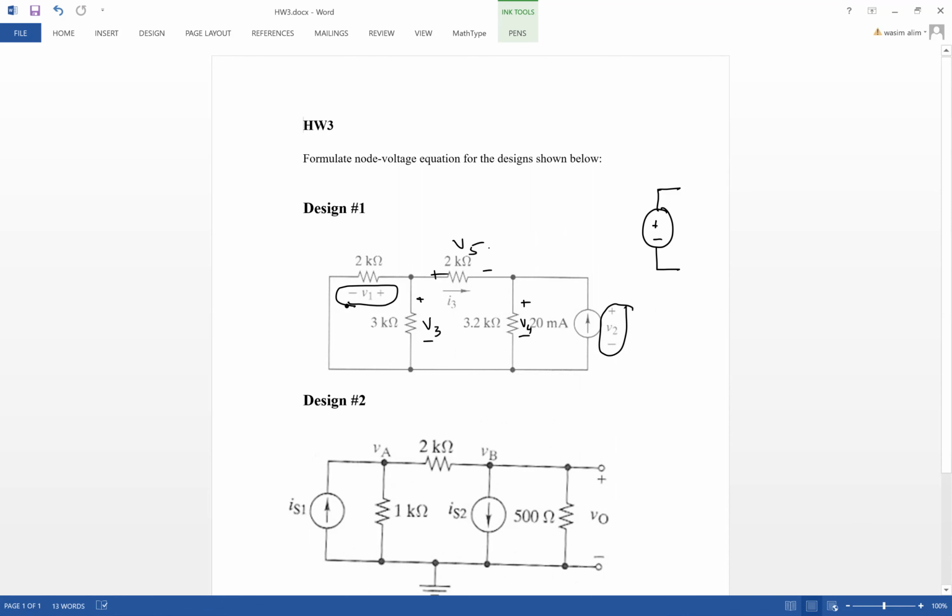But in order for us to qualify it as a voltage source, it has to have this shape, or a current source has to have this shape, right? So that's the key there. Okay, so you can see where my confusion was. I can see now.